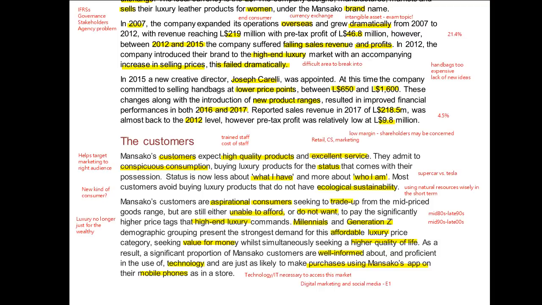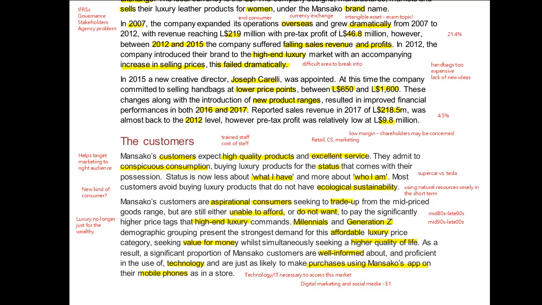Okay, so that tells us quite a bit about the kind of customer Mansako are aiming at. They're a fairly young, affluent group of millennials and Generation Z. They're well informed. They can use technology, and so they're in a position of power in that sense. And so companies have to be very careful to make sure that they're providing to this customer, because with the internet you can go to one company, and if that's too expensive, you just go to another company who do pretty much the same thing for cheaper.